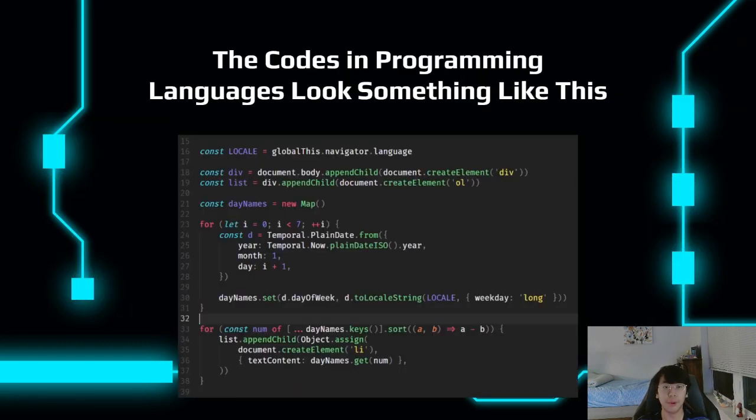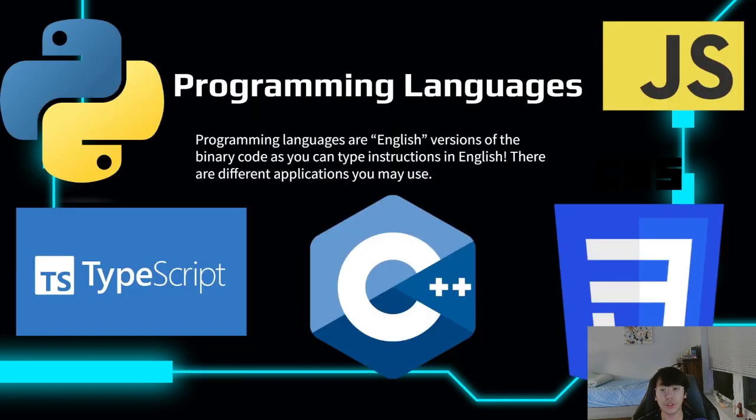The code in programming languages looks something like this. You can see in the picture here: const, local, global this, dot navigator, dot language. And remember that code all differs depending on what programming language you use. So let's say you use Python, that means it'll be different from when you would use JavaScript and when you would use TypeScript. They're all different.